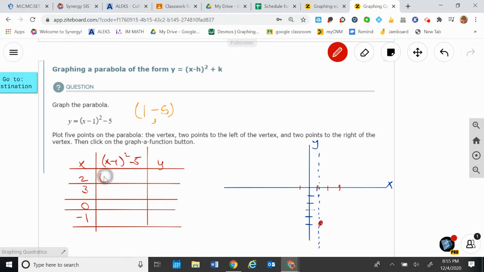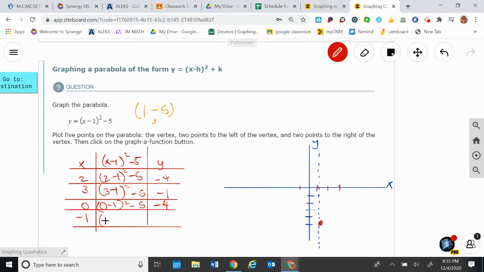All right, so we're going to plug it in. 2 minus 1, quantity squared, minus 5. 2 minus 1 is 1. 1 squared is 1, minus 5 is negative 4. Let's plug in a 3. 3 minus 1 squared minus 5. 3 minus 1 is 2. 2 squared is 4. 4 minus 5, negative 1. 0 minus 1 is negative 1, squared is 1, minus 5 is negative 4.